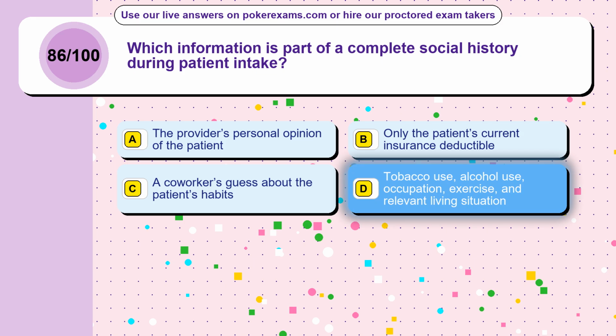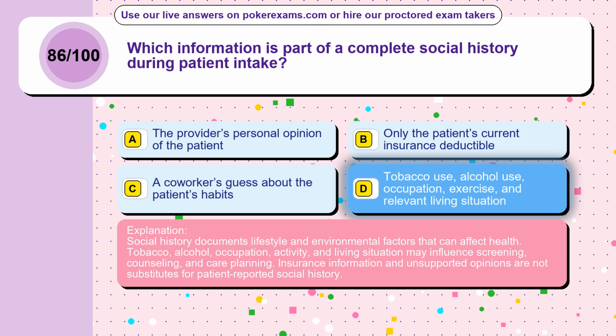The correct answer is option D. Tobacco use, alcohol use, occupation, exercise, and relevant living situation. Social history documents lifestyle and environmental factors that can affect health. Tobacco, alcohol, occupation, activity, and living situation may influence screening, counseling, and care planning. Insurance information and unsupported opinions are not substitutes for patient-reported social history.